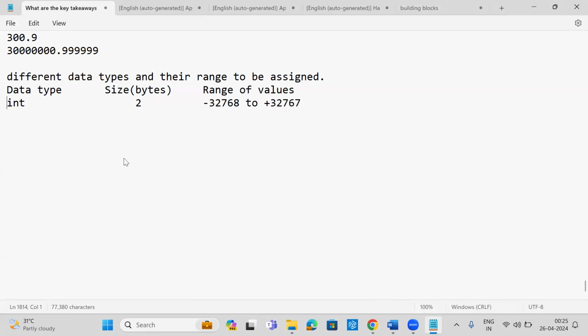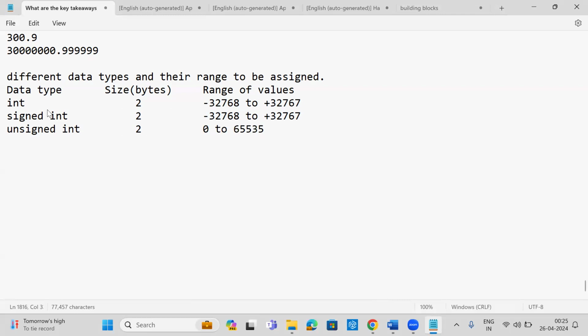So here int, as I've shown you, can store both positive and negative integers. It is also known as signed int. Okay, so signed int is the same thing, that is 2 bytes, the same range. But we can also make something as unsigned int, meaning it can store only positive values. It is also 2 bytes, but the range will be from 0 to 65535.